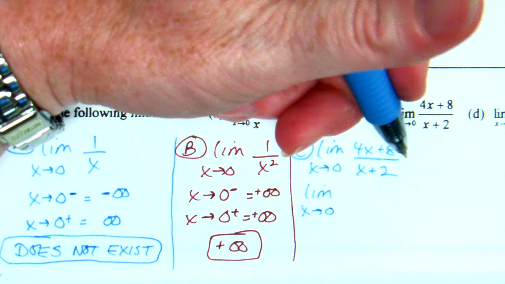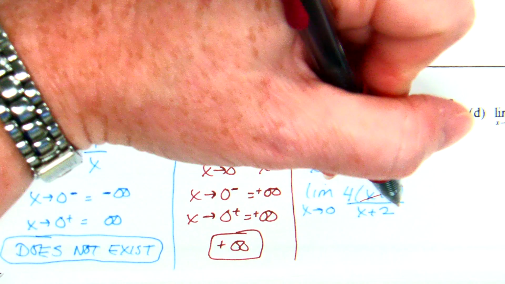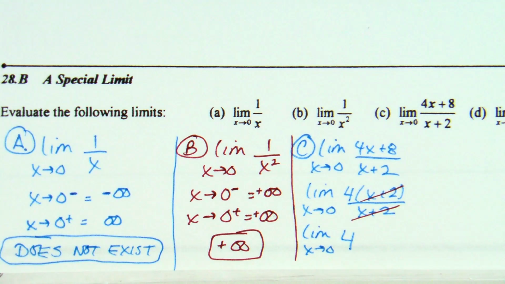But if I factor, it's 4 times x plus 2 over x plus 2. What happens there? The x plus 2's can cancel. And so now you're just doing the limit as x approaches 0 of 4. When you plug in 0, it doesn't affect anything, and so that is just 4.